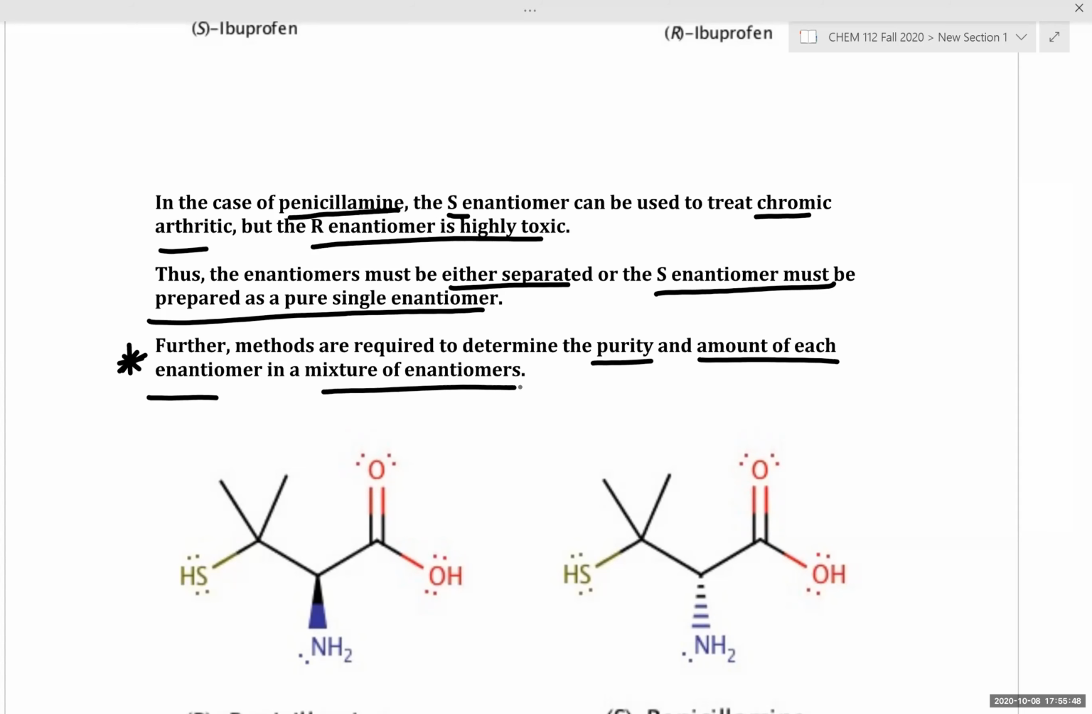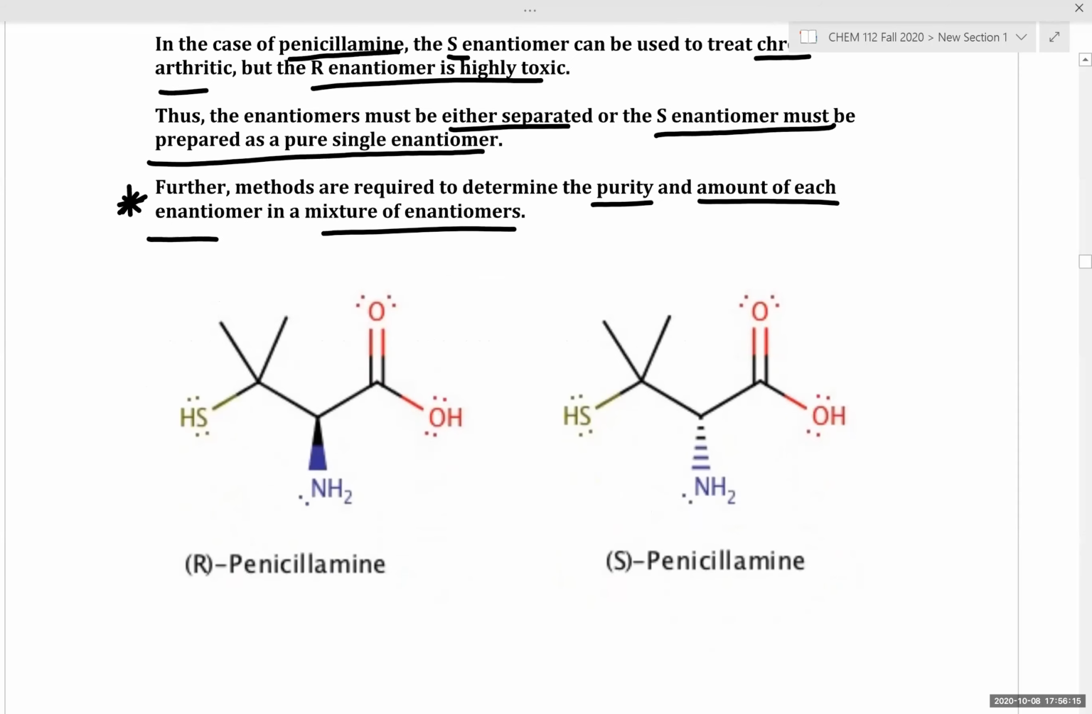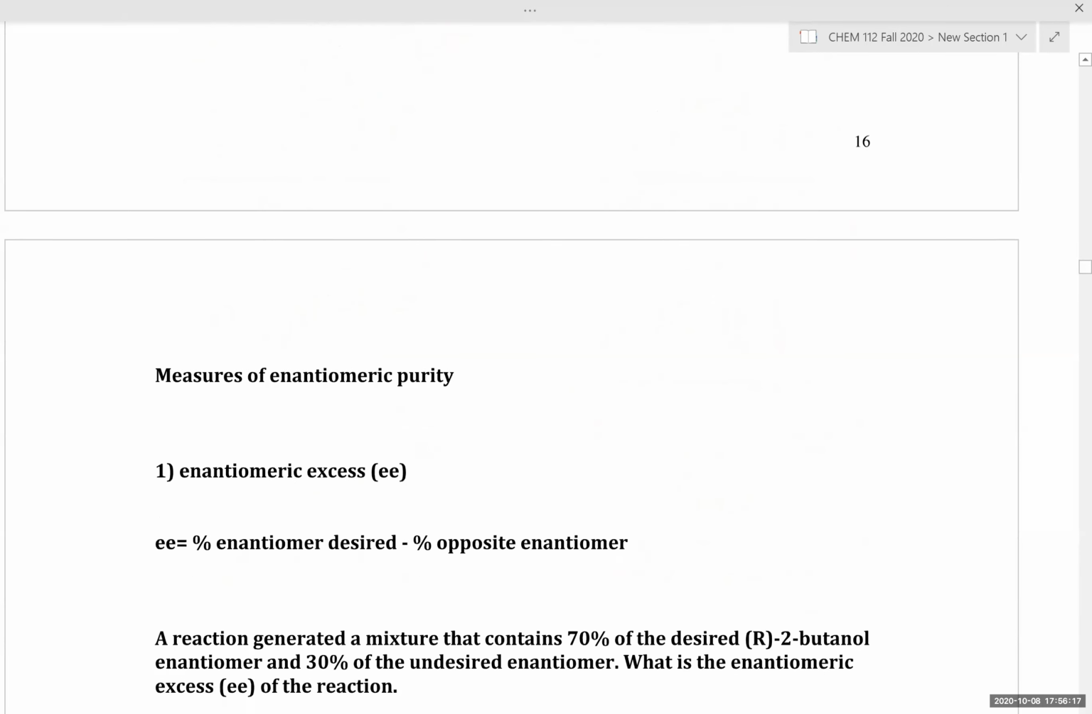Well, we need to know the enantiomeric purity, not only to assess the efficiency of reactions and separations, but also to determine the composition of mixtures and the amount of each enantiomer, because the enantiomers can have wildly different properties in terms of how they interact with biological systems. Okay, so that's my justification out of the way for this next section.